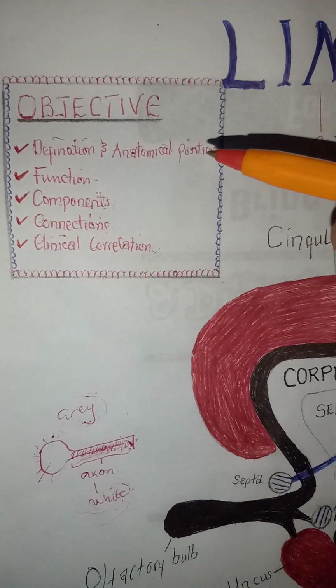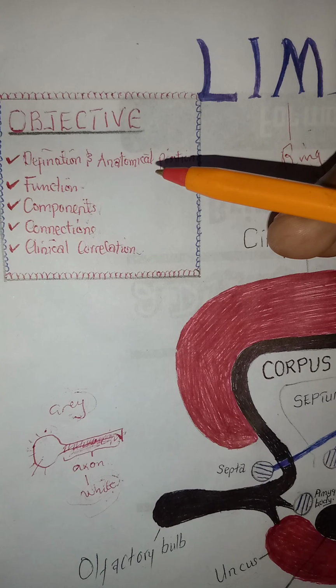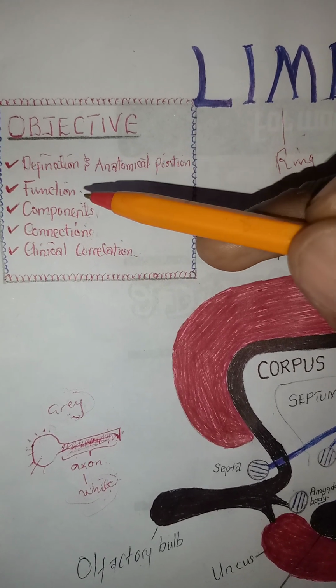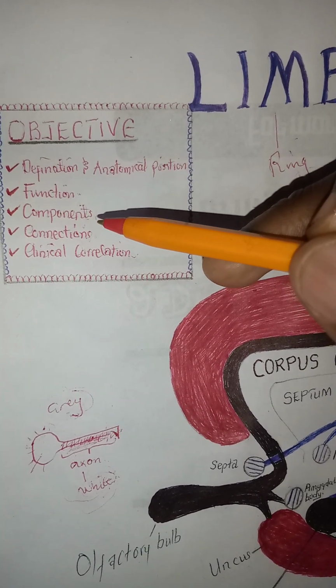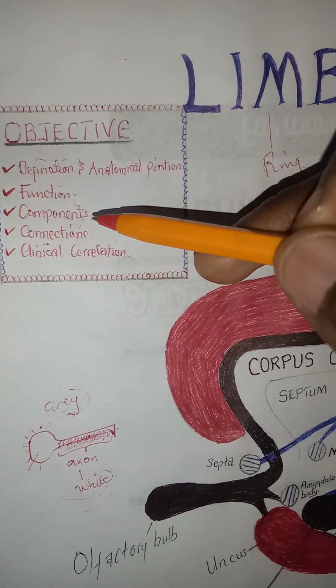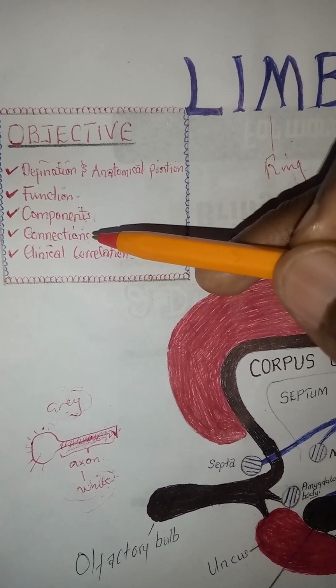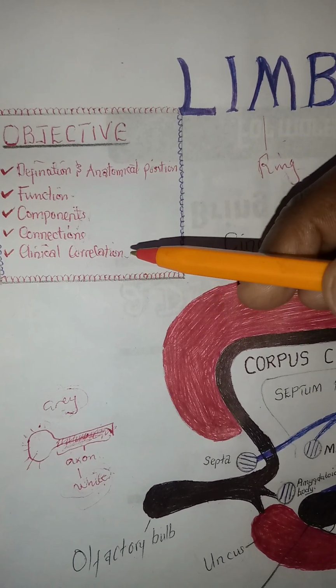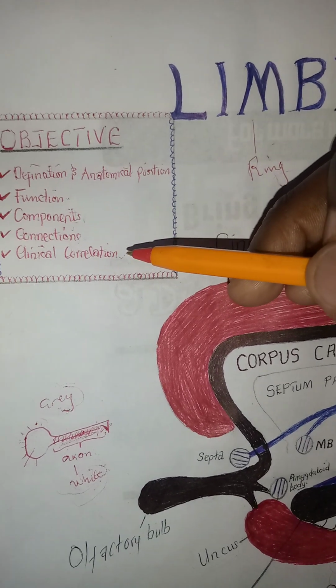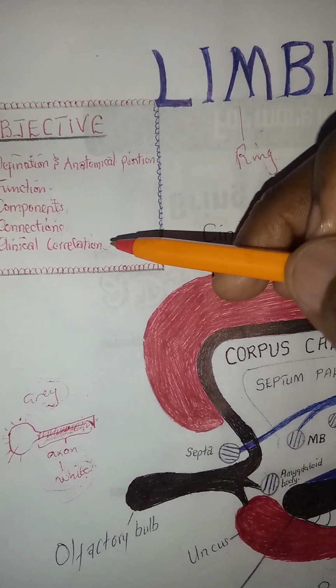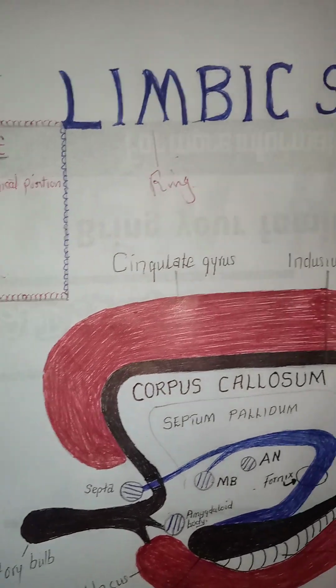Okay, so our objective, we'll look at the definition and anatomic position of the limbic system. We'll look at the function of the limbic system. We'll talk about the components of the limbic system. We'll talk about the connections of the limbic system, and we'll wrap up everything by adding clinical correlation at the end. Okay, so without wasting much of our time, let's get started.